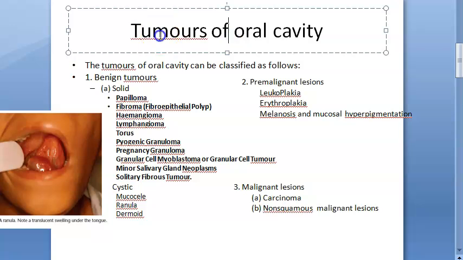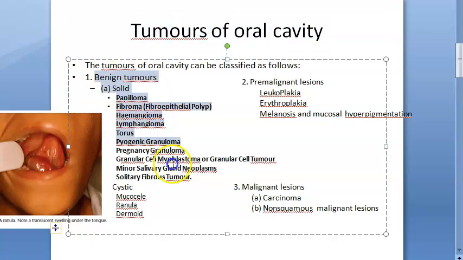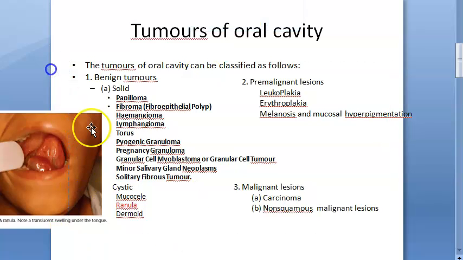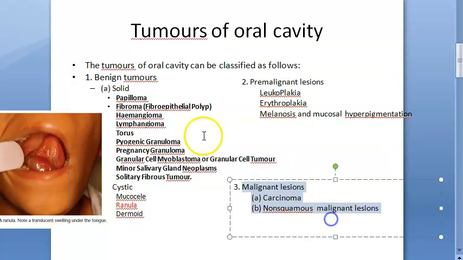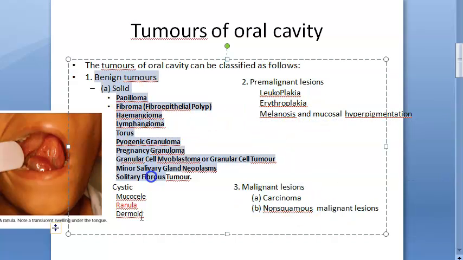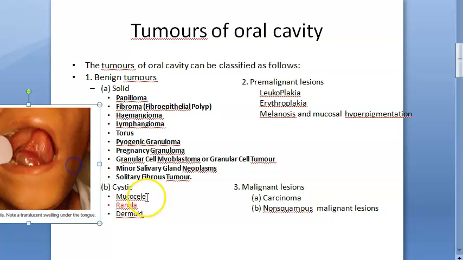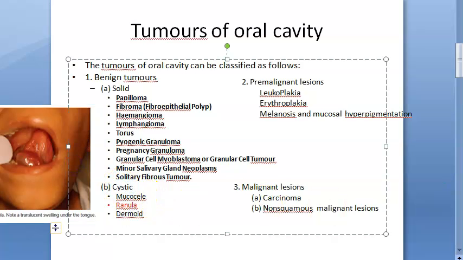Okay, so in tumors of oral cavity, you have benign tumors. In benign tumors and cystic, here you have the ranula. Cystic means, what is cystic? A fluid-filled one. So here you have your ranula. So in tumors of oral cavity, you can have benign and malignant, and you can have pre-malignant. So benign one, you have the solid and cystic. In the cystic one, you have the ranula.